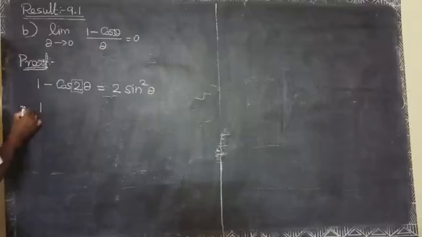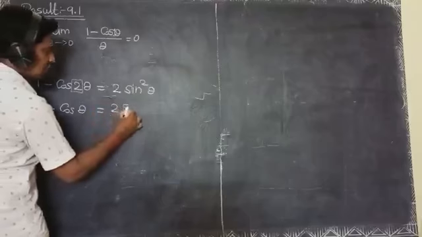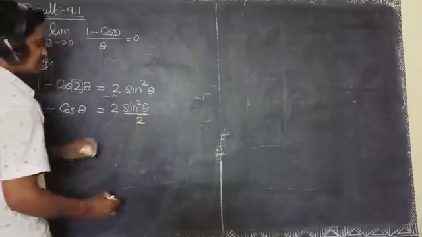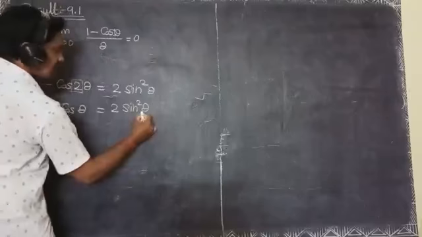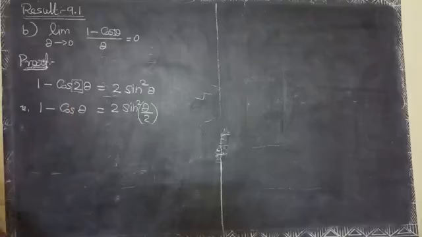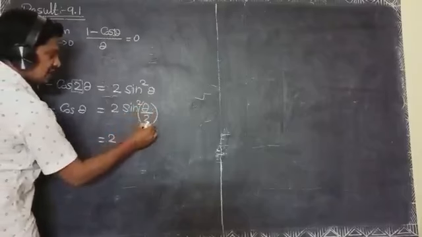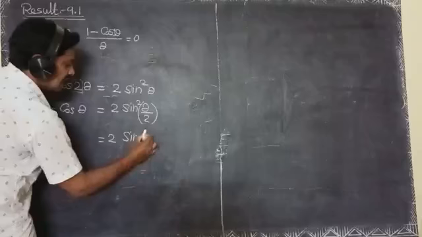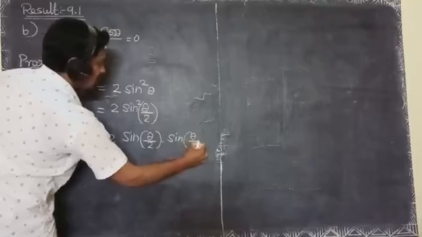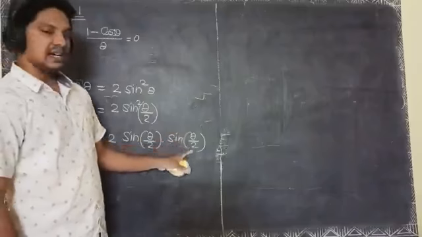1 minus cos theta is equal to 2 sin square theta divided by 2. That is 2 times sin square theta divided by 2, which means 2 times sin theta divided by 2 into sin theta divided by 2.